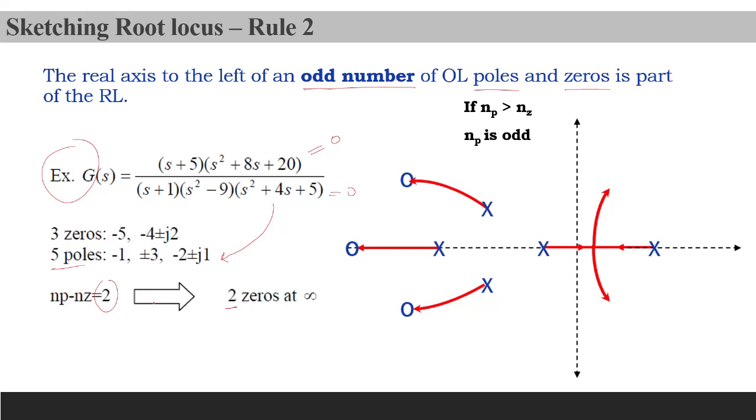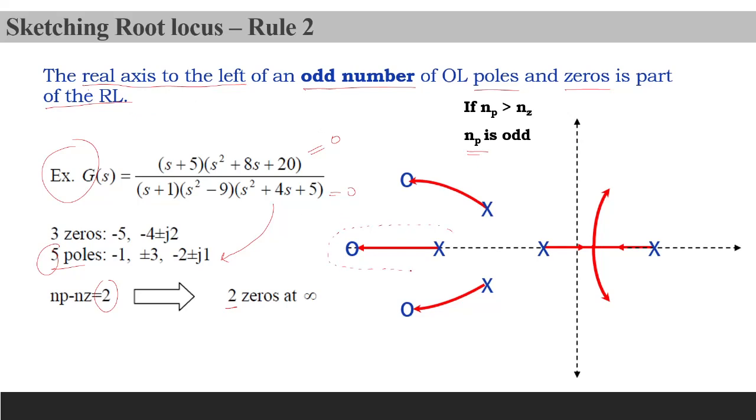And so far, here comes rule number two, which says that whenever you have an odd number of poles, so when the number of poles is greater than the number of zeros, and you can say the number of poles is odd, then the real axis on the left is part of the root locus. So you can already see that.